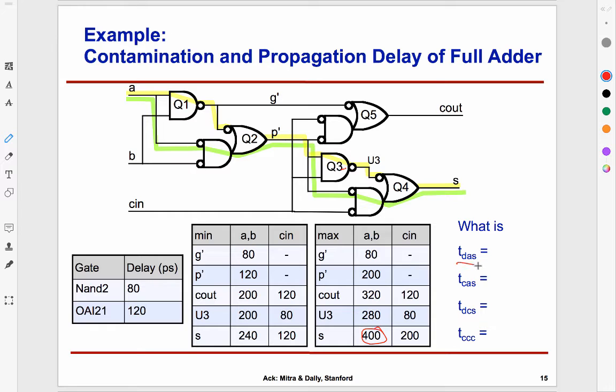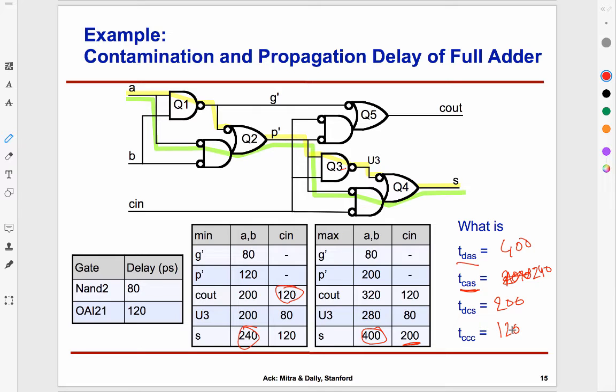Looking at that, now we can talk about TDAS. TDAS is the maximum across all the paths from A to S, and that we just computed. That's 400. TCAS is the maximum across all the six paths from carry into sum, and that we calculated to be 200. TDCS is propagation delay, and it's the max across. Sorry, I think I messed up. This is TCAS. So this is contamination from A to S. So I will be looking at 240. TDCS. TDCS is the maximum from carry into sum. So that would be this guy, 200. And then TCC is going to be minimum from carry in to carry out, which is this guy, 120.